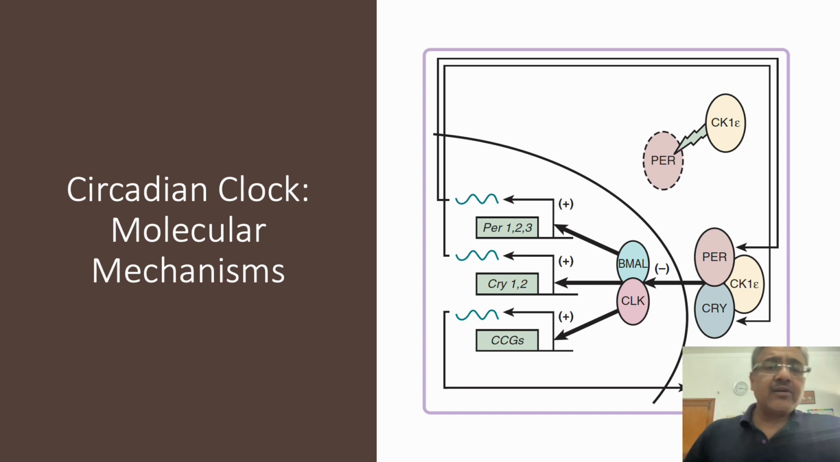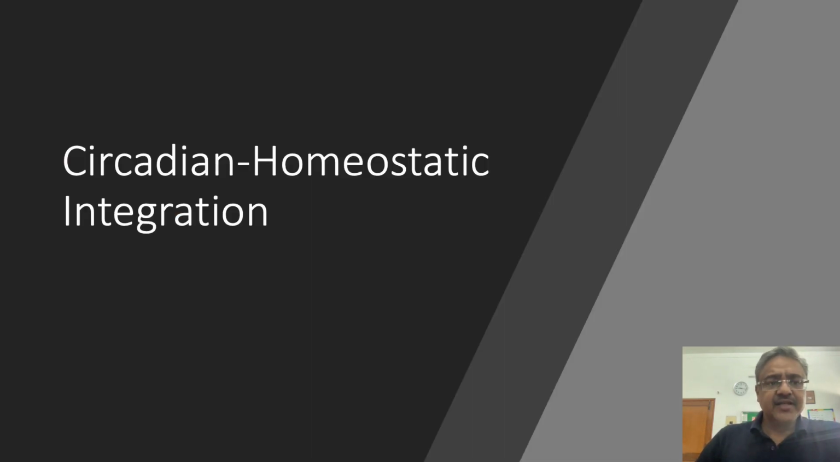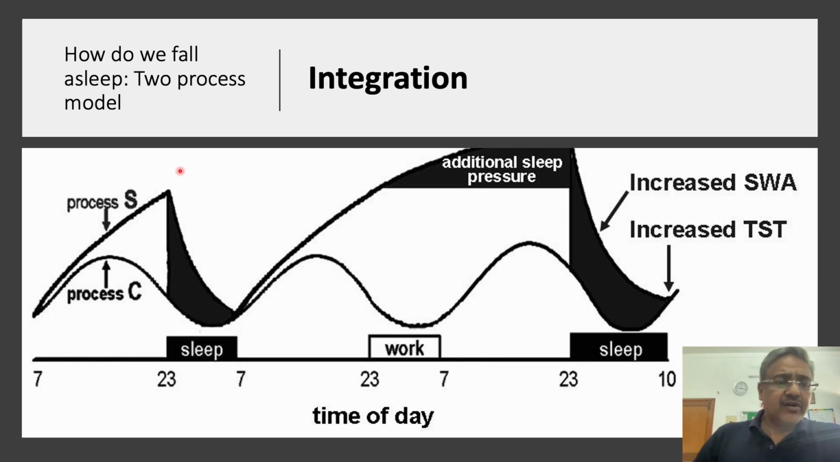Now, how is the circadian clock itself regulated? Basically, it is regulated by the feed-forward and feedback mechanism of two different major sets of genes and proteins, BMAL and CLOCK, and PER and CRY. We will not go into the details because this is not important for today's discussion. The important part is that we have already discussed that we fall asleep when there is increased activity of both the homeostatic as well as the circadian process, and when they occur in concordance.